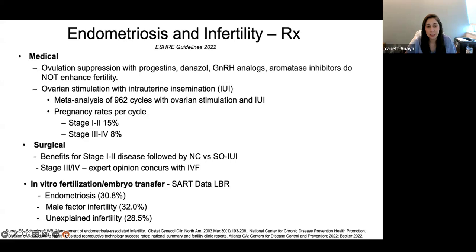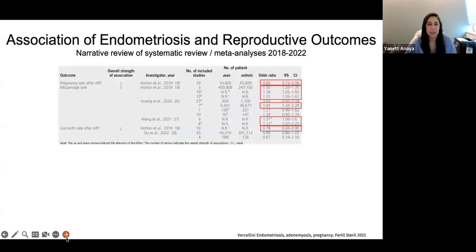And as far as surgical management for patients with more advanced endometriosis, the expert opinion recommends that going to IVF is going to give you the highest chance of success. As you can see here with patients with endometriosis, when we compare pregnancy rates in IVF, in vitro fertilization, we do see an association of slightly lower pregnancy rates compared to patients without endometriosis.